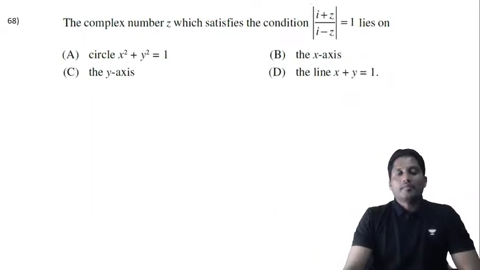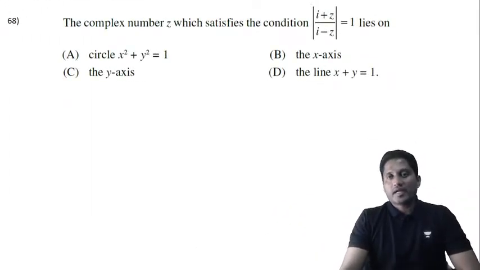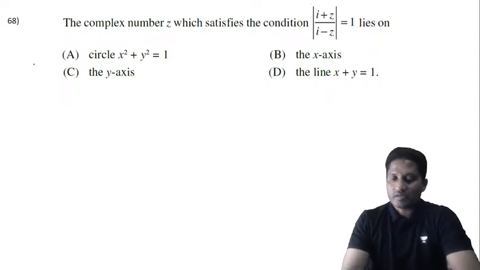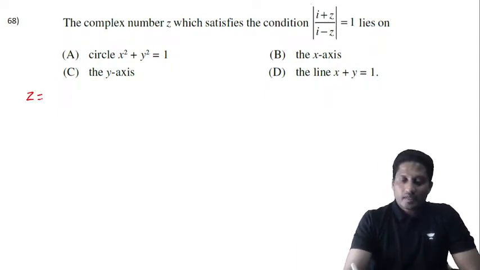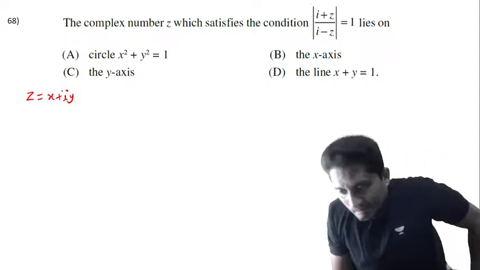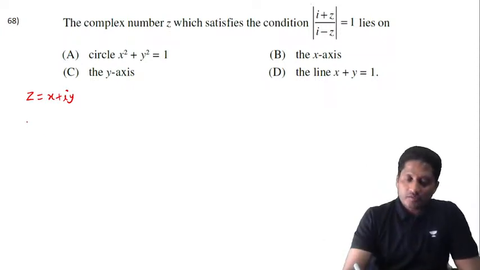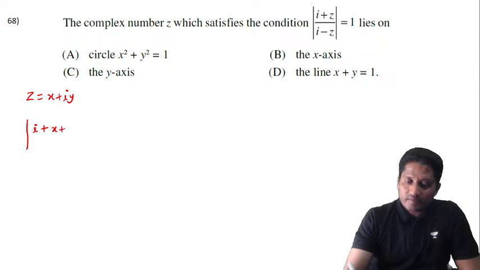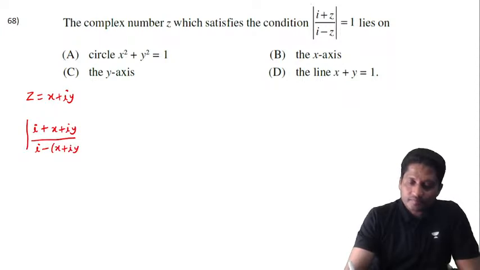Let's move to the next question. The complex number which satisfies the condition |(i + z)/(i - z)| = 1. Same, I'll take z = x + iy. Now if I substitute, this will be |i + x + iy| / |i - x - iy| = 1.